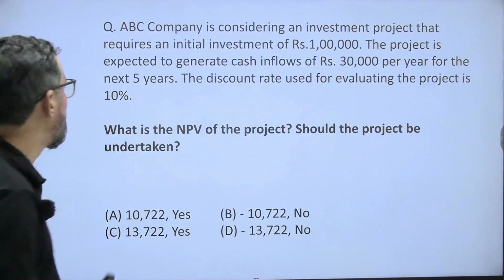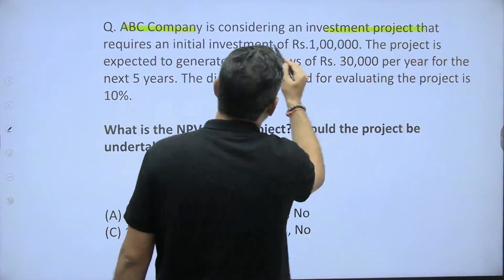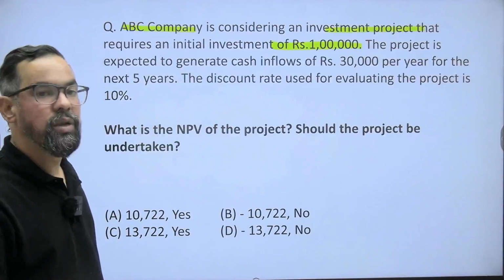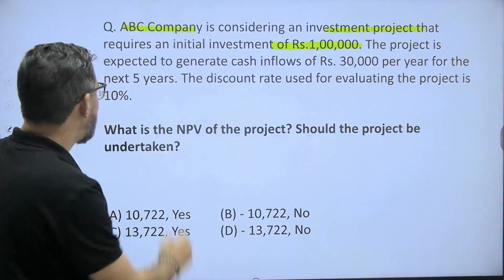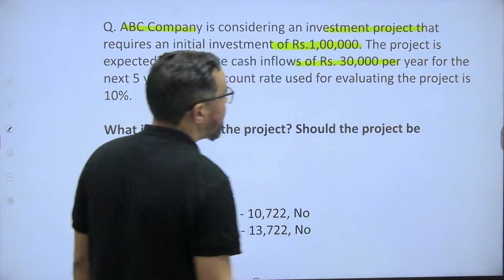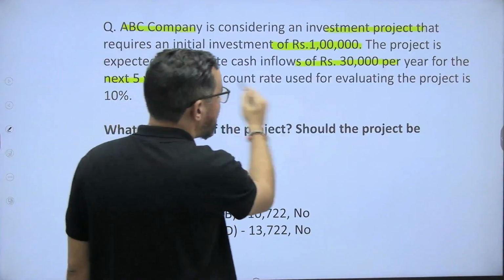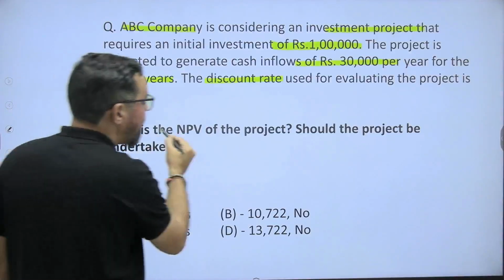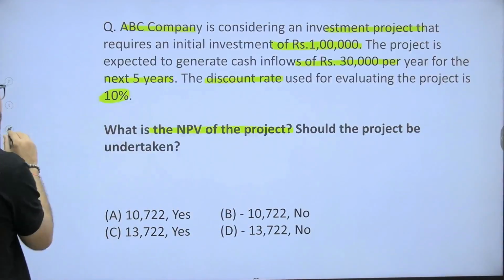Okay, so ABC company is considering an investment in a project worth rupees 1 lakh. So there is a company, ABC Limited. They are planning to invest 1 lakh rupees. The project is expected to generate a cash inflow of 30,000 per year for the next 5 years. The discount rate of this particular project is 10%. So you have to calculate the NPV of this particular project. So how will you calculate this one?